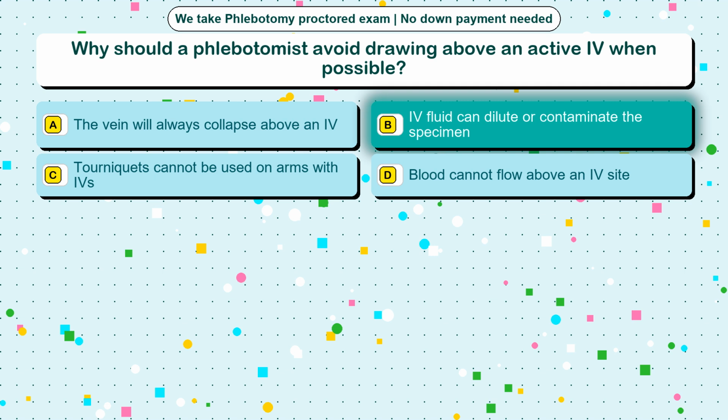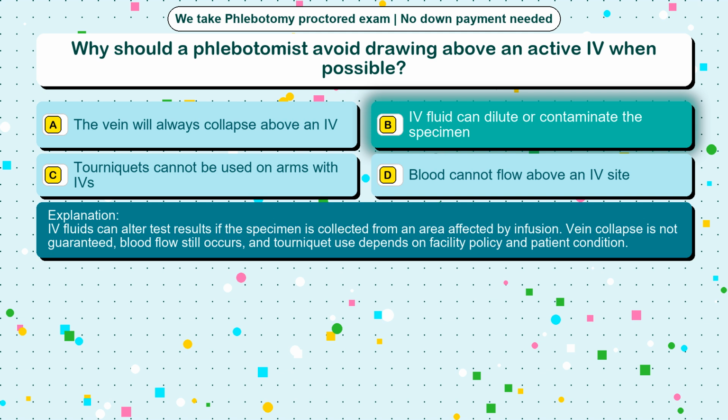The correct answer is option B, IV fluid can dilute or contaminate the specimen. IV fluids can alter test results if the specimen is collected from an area affected by infusion. Vein collapse is not guaranteed, blood flow still occurs, and tourniquet use depends on facility policy and patient condition.